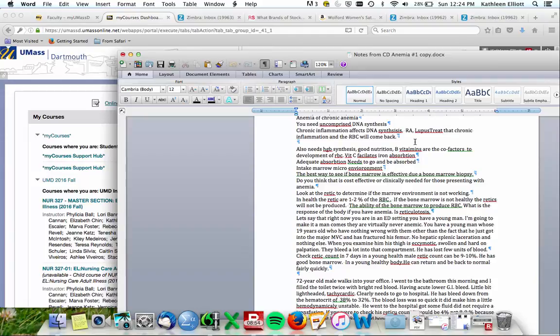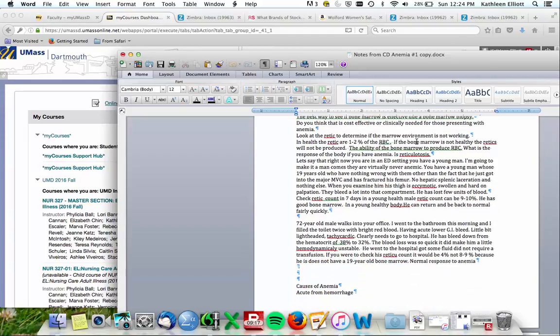Patients who have a femur fracture bleed a lot into that compartment. He has lost a few units of blood. You check the retic count in 7 days. In a young, healthy male, the retic count most likely would be 9 to 10%. He has good bone marrow. In a young, healthy body, he can return back to normal fairly quickly.